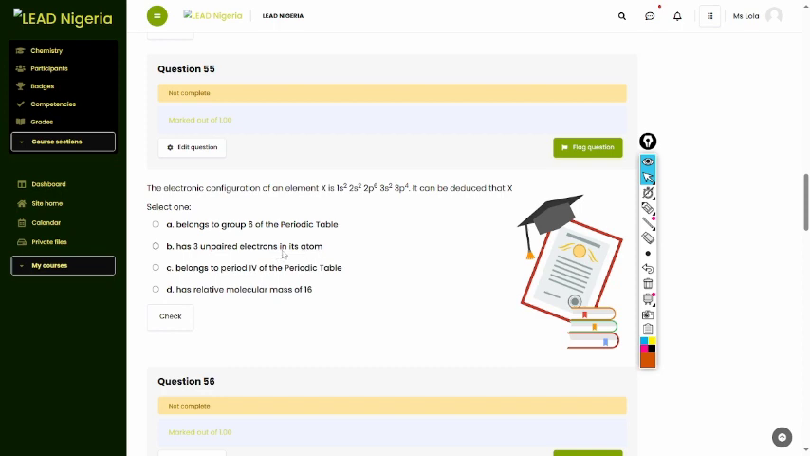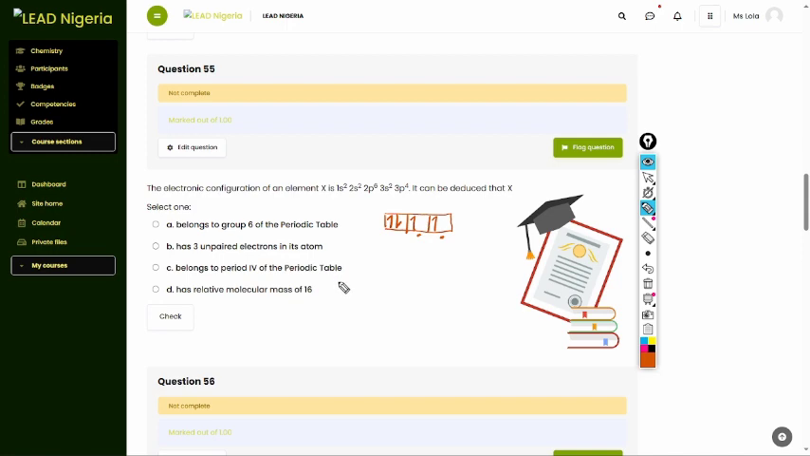Let's see the other ones, why they are wrong. It has 3 unpaired electrons. Now with 3p4, let's see if that is true. If you draw the orbital for 3p4, p has 3 sub-energy levels. So if you draw 4 electrons, you go in singly 1, 2, 3, and then you pair the 4th one here. So it means there are 2 unpaired electrons. So this is wrong, not 3 unpaired electrons. It belongs to period 4. Now the highest shell we see here is 3. So it belongs to period 3, not period 4.